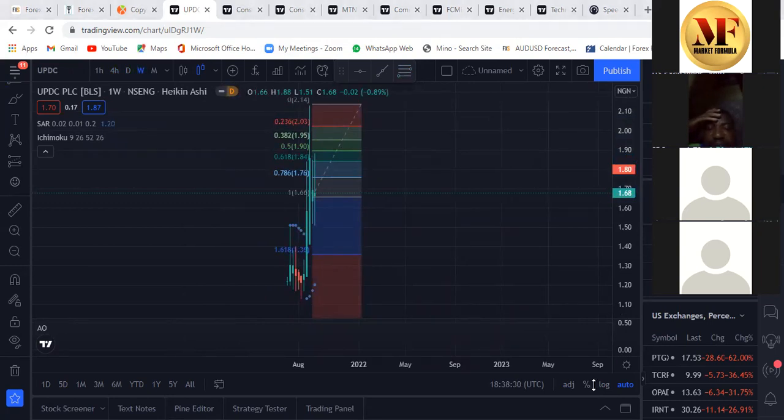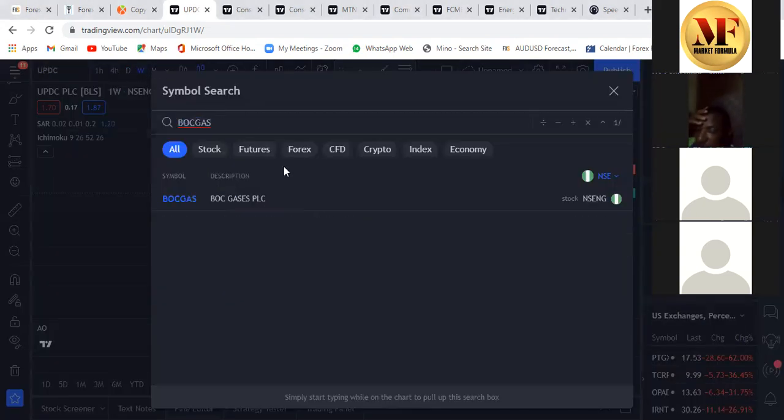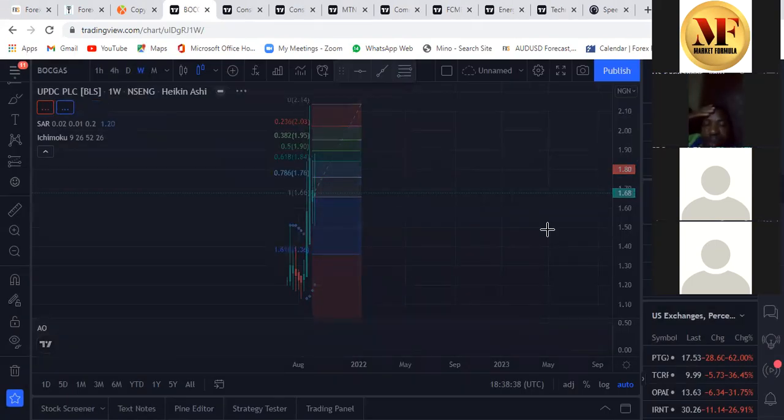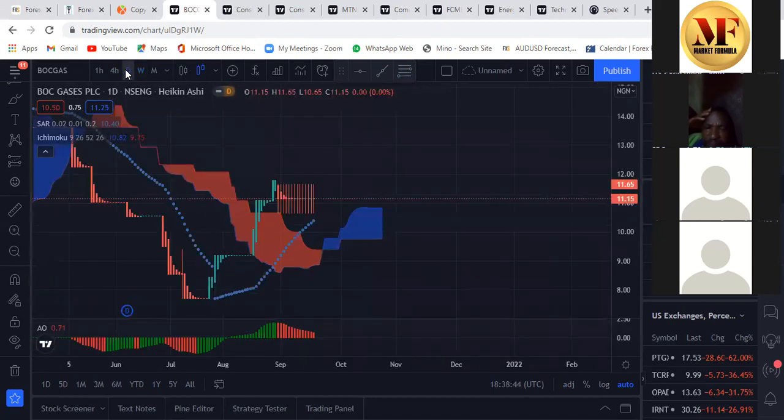BOC gas. Which one is BOC gas? Yes, we got this. Okay. This chart doesn't look tradable, but if you want to buy it as an investor, you can buy it. It's good, but it doesn't look tradable.